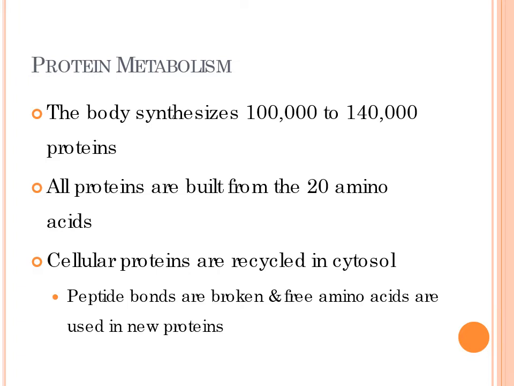We're going to move on to protein metabolism. Our bodies can synthesize up to 140,000 different proteins, which is really incredible. And the cool part is that all proteins are built from different combinations of 20 amino acids. So there are 20 amino acids that can be combined in 140,000 different ways to create different individual proteins.